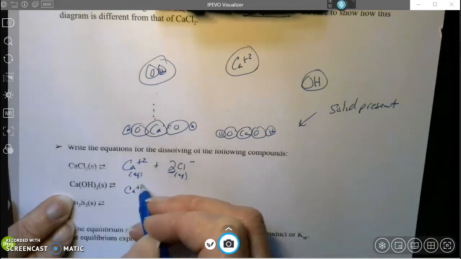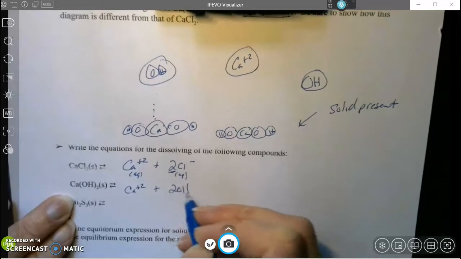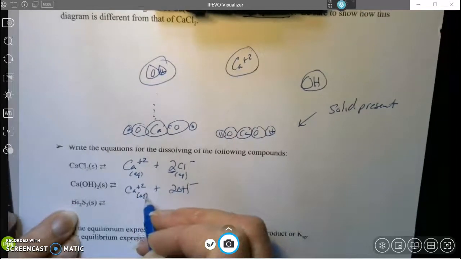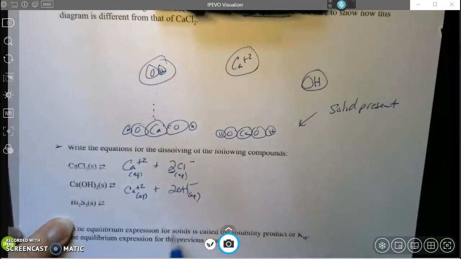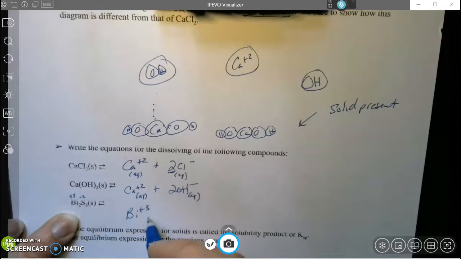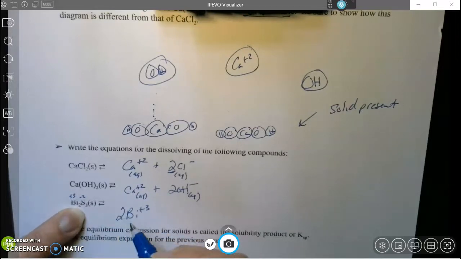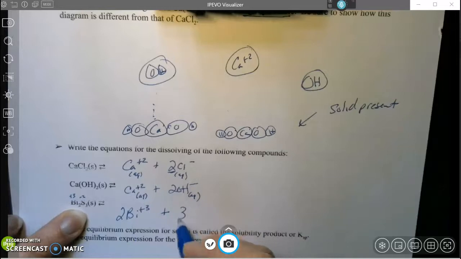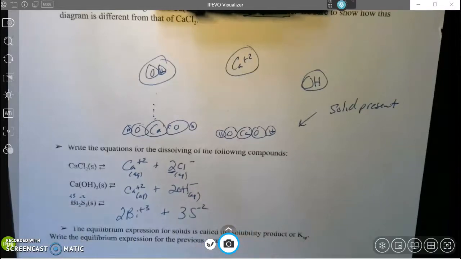Calcium hydroxide would look very similar since you have -1 ions. And then bismuth 3 sulfide would be bismuth plus 3. And remember, bismuth is trivalent, so I'm really undoing my crisscross here. There's going to be 2 bismuth ions because of that subscript, plus 3 sulfide ions in that one.